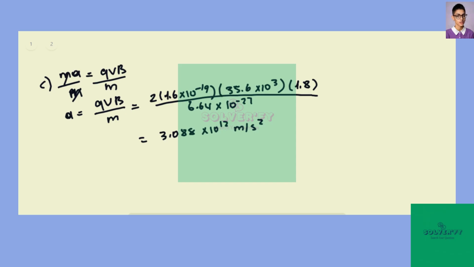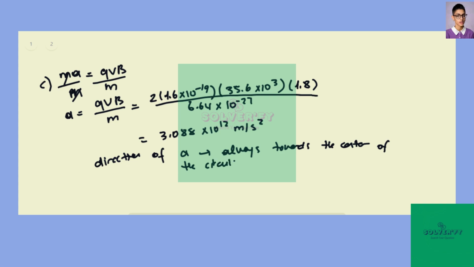And this is the magnitude of the acceleration, but how about the direction? The direction of acceleration is always going to be towards the center of the circular trajectory that we're talking about. Always towards the center of the circular trajectory.